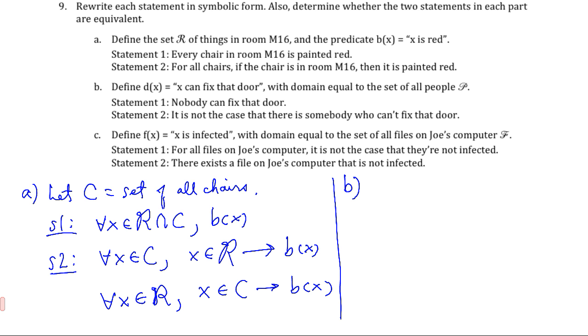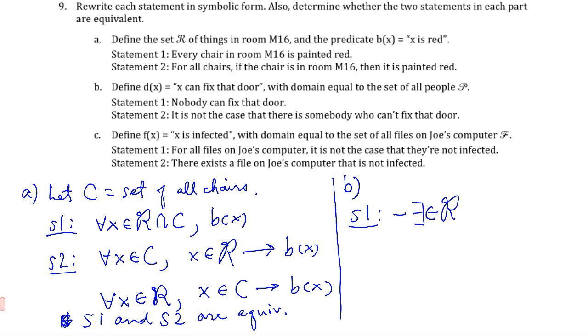So for part A, I'll write S1 and S2 are equivalent. And for part B, statement S1 says it is not the case that there exists somebody who's a person, and I always make an R instead of a P, such that X can fix the door, D of X. It's not the case that there exists anybody who can fix the door. Nobody can fix that door. And that is equivalent to the statement that for all people, they can't fix the door.